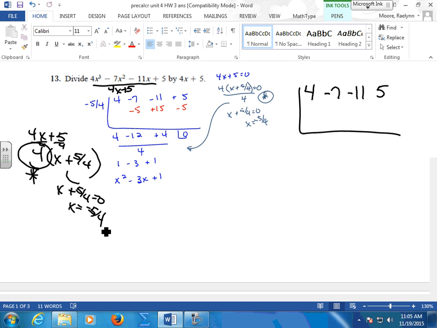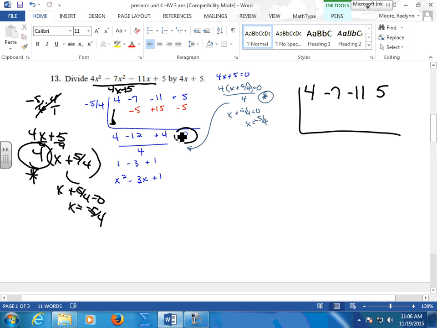Usually these things work out. It's very rare that you see fractions in your quadratic, in your polynomial equations, right? It's pretty rare that we see fractions at the end. So they usually work themselves out. So when I multiply negative 5/4 by 4, my 4 comes out. I'm left with negative 5. I add down. I multiply negative 5/4 by 12. Then I get positive 15. I add down. Again by 4, I get negative 5. I add down. No remainder.